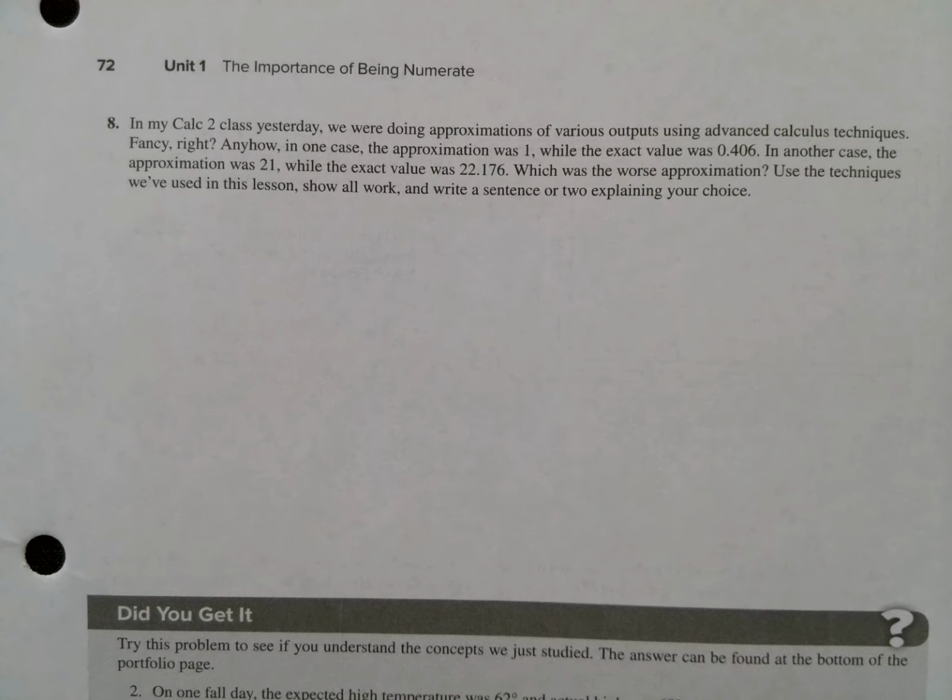Now, we move on to our next page to do problem number 8. Number 8, it says in my Calc 2 class yesterday, we were doing approximations of various outputs using advanced calculus techniques. Anyhow, in one case, the approximation was 1, while the exact value was 0.406. In another case, the approximation was 21, while the exact value was 22.176. Which was the worst approximation? Use the techniques we've used.